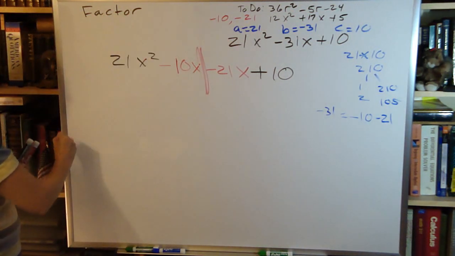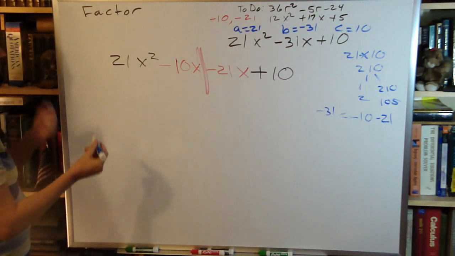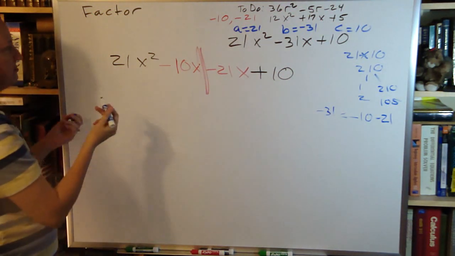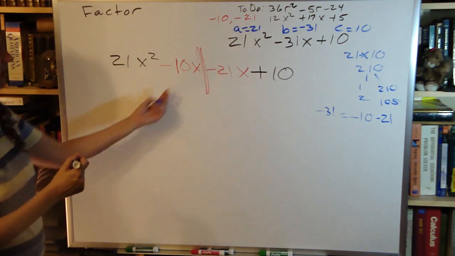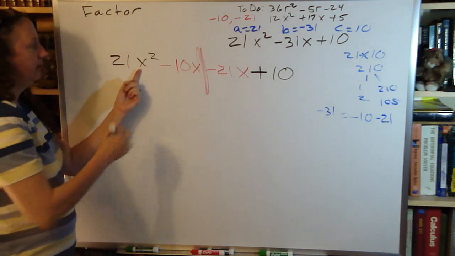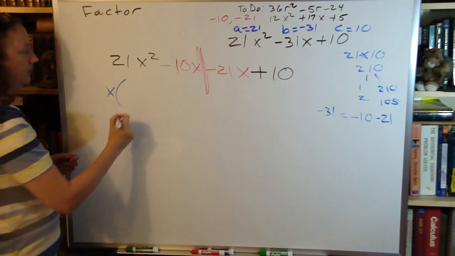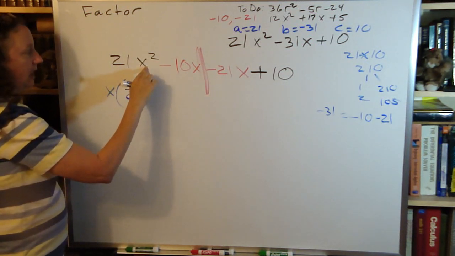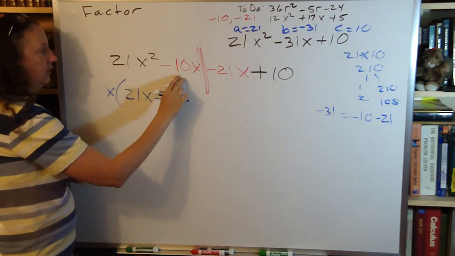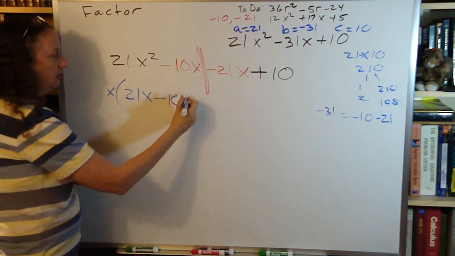What can I factor out? Looking at my 21 and my 10, nothing I can factor out of that. That's 2 times 5. I can't divide this by either 2 or 5. So I get my x out of there. So this is 21. X squared divide x is x. Minus divide plus is minus. 10 divide 1 is 10. X divide x is gone. It equals 1.